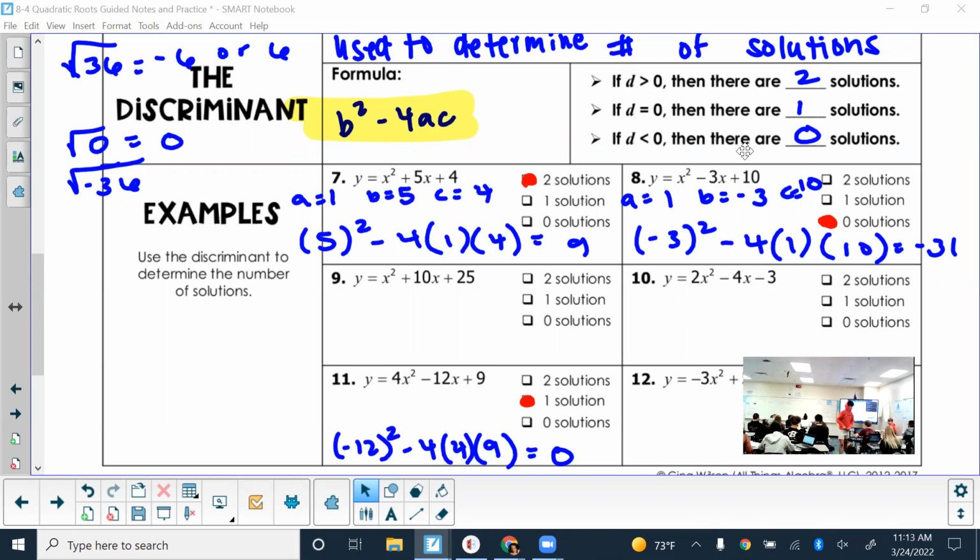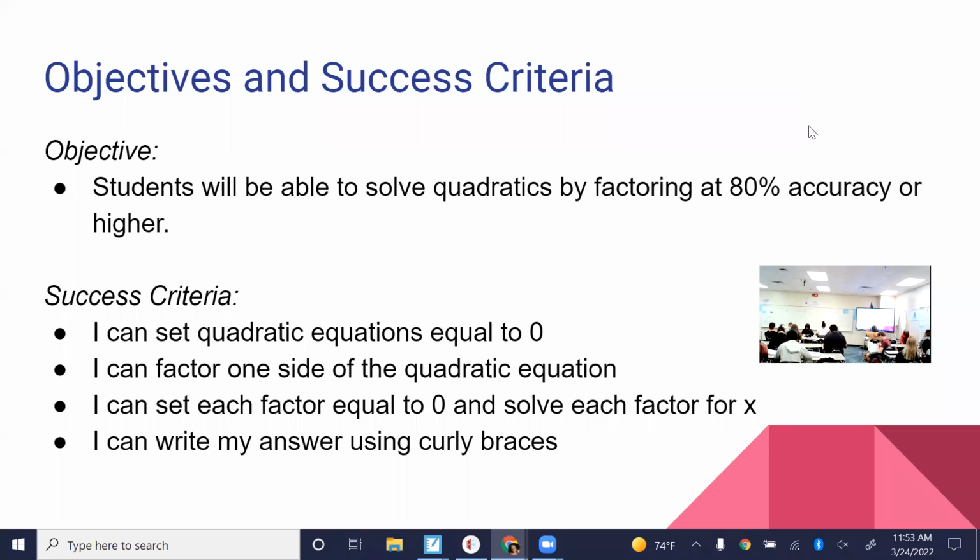So we are starting the 8.5 lesson, which is solving quadratics by factoring. So by now you know that quadratic roots, zeros, x-intercepts, solutions, they all mean the same thing. So when I'm saying we're solving quadratic functions, I mean we're finding those roots. So like you found them by graphing yesterday. Well, now we're going to show you how to find them by factoring.